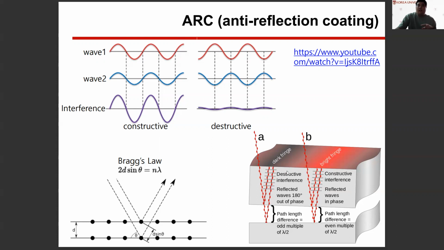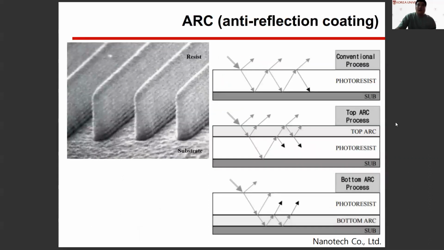If the reflected light is destructively interfered, the exposure of light is less than we want. For these reasons, the anti-reflection coating technology is especially important for modern devices.